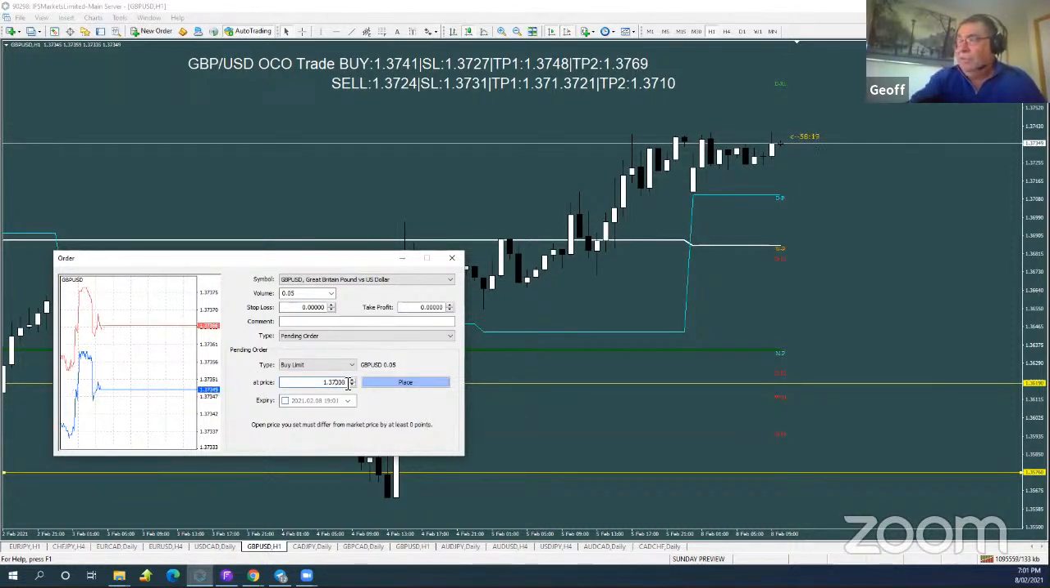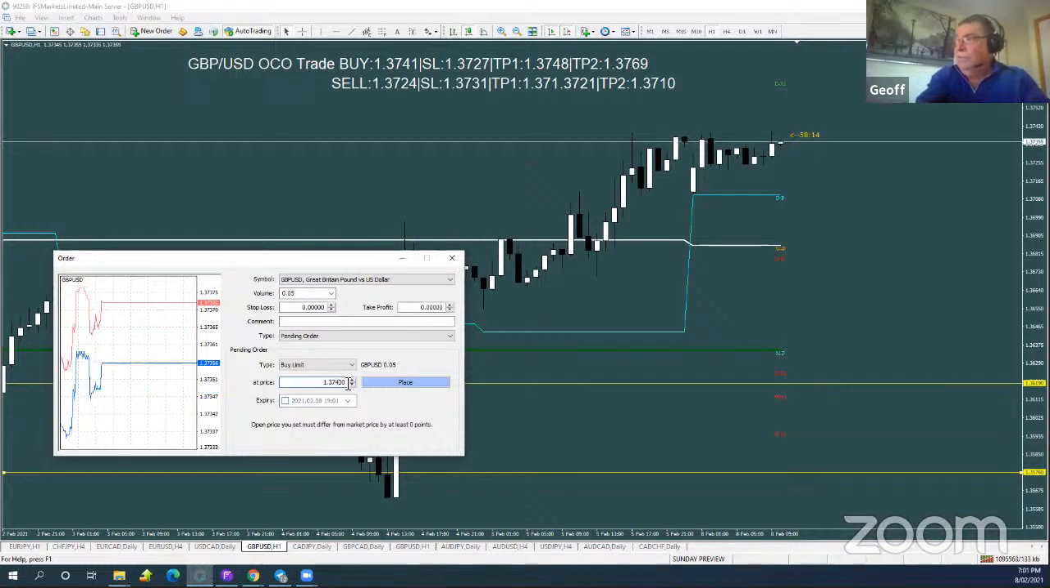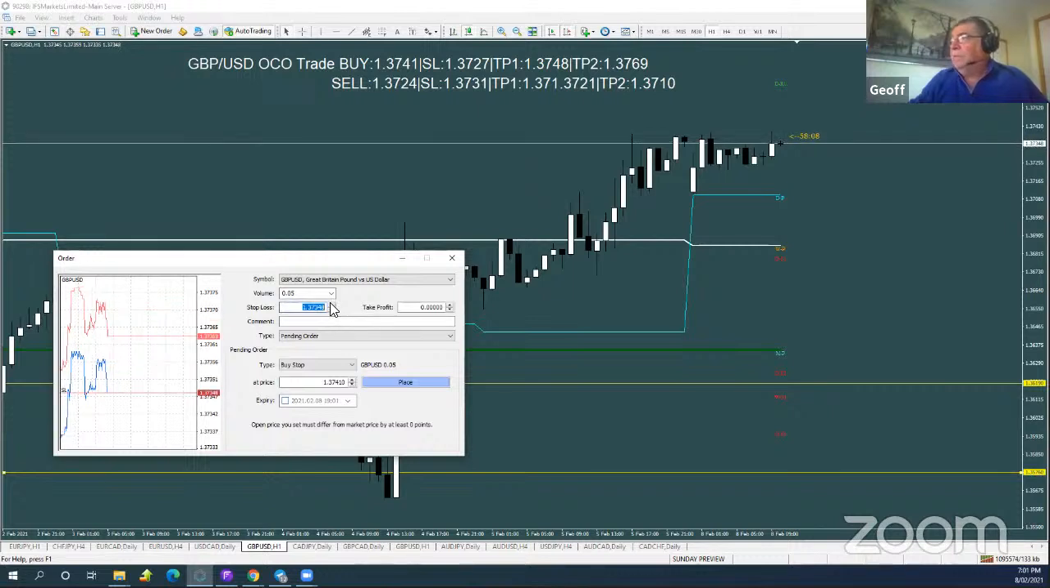I'll place the long first, 1.3741. It's a buy stop, not a buy limit. And the stop loss is 1.3727. So that one's placed.